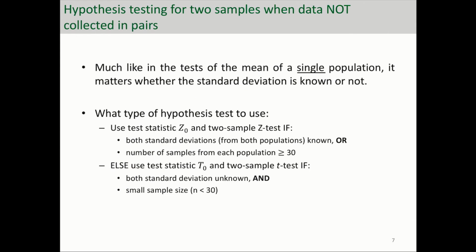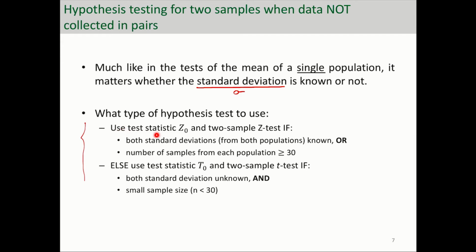So much like the test that we had on a single population before, it matters whether standard deviation is known or not. And by standard deviation, we mean the population standard deviation, sigma, whether it's known or not. And that determines whether we're going to use a z-test or a t-test. So this part of the slide is very important.